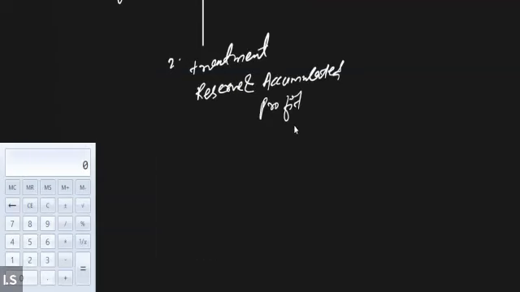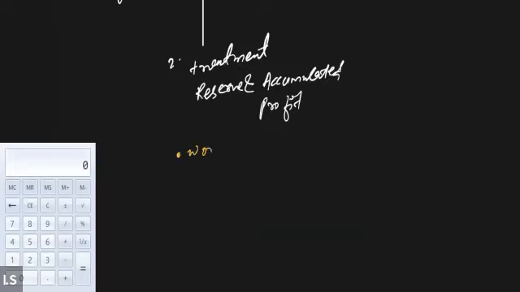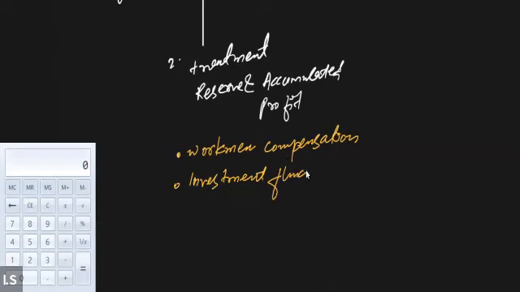As far as the reserves are concerned, we have understood the treatment of various types of reserve. Reserve could be the workman compensation reserve. We have discussed the treatment of workman compensation reserve. Then, other than that, we learned how to treat the investment fluctuation reserve. And then in today's class, we have covered the treatment of the general reserve.